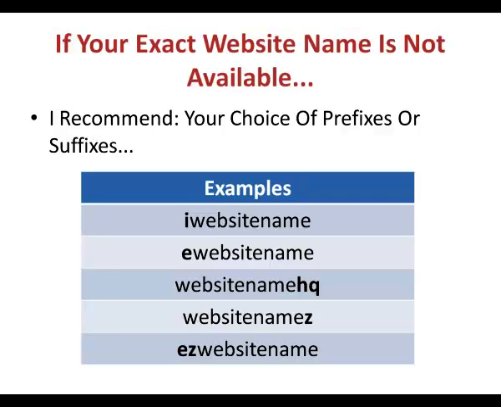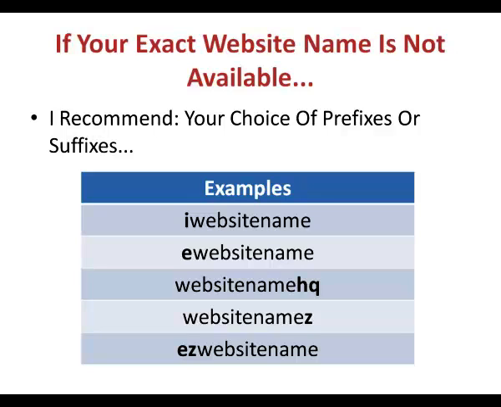I have got a website where I've got a suffix as a Z. So that can work in certain circumstances, and there's EZ as well as a prefix at the bottom there. But primarily it's the top four that I would use, and my favourite overall is to put HQ as the suffix.